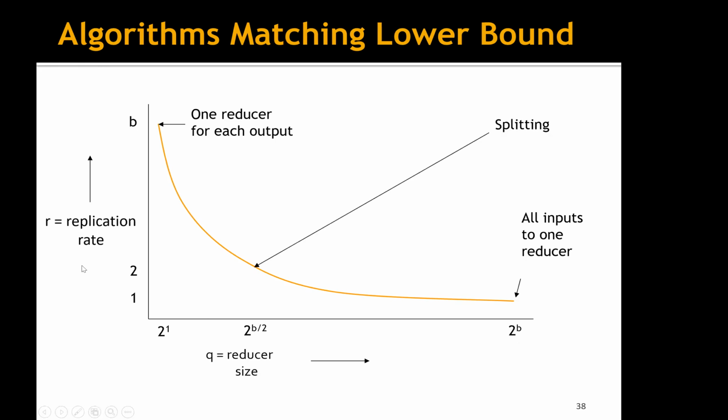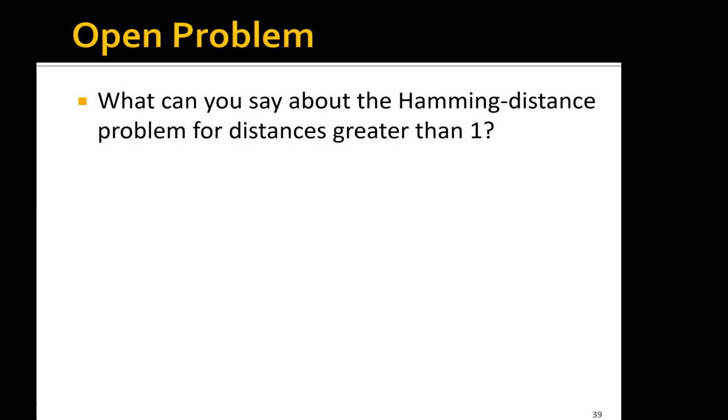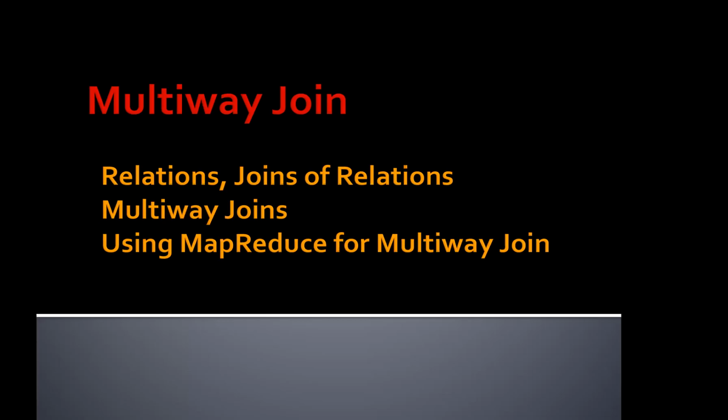And then the splitting algorithm has replication rate 2 and 2 to the b over 2 as a reducer size. And you can generalize splitting instead of 2 groups into 3, 4, 5, and so on. So you get points all along this curve. Interesting thing is we were never able to get a similar lower bound for Hamming distances greater than 1. Still open.